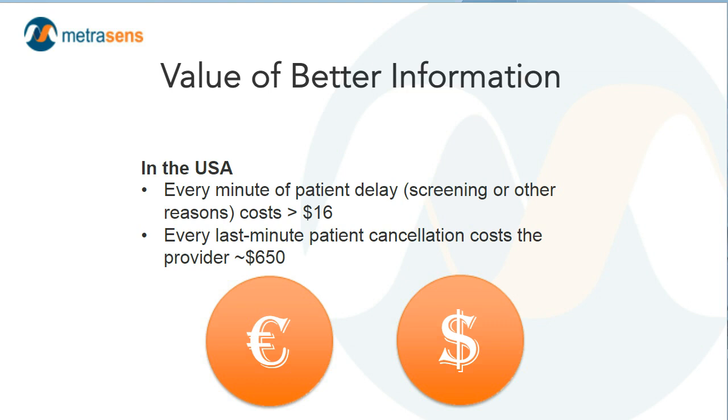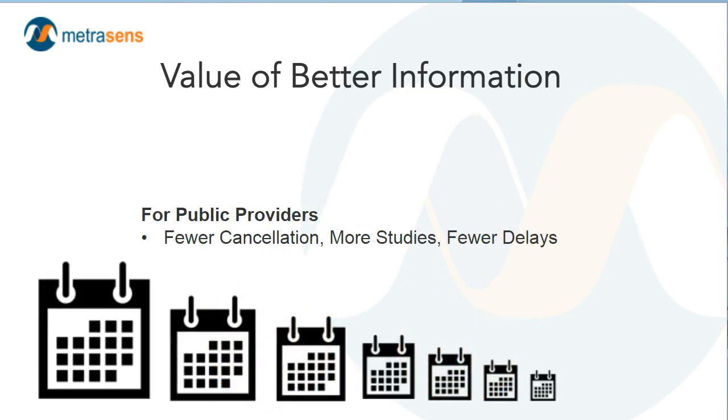Now, for those of you on the public provider side of things, please don't think that I'm forgetting about you. Public providers have the exact same concerns and considerations. The metric that they use to measure it, however, is different. So we're after the same thing. We are after a fewer number of delays or cancellations. We are after a greater number of studies. The metric by which we measure that success or failure is how long it takes for a patient to wait to get in to get their MRI at our public facility.